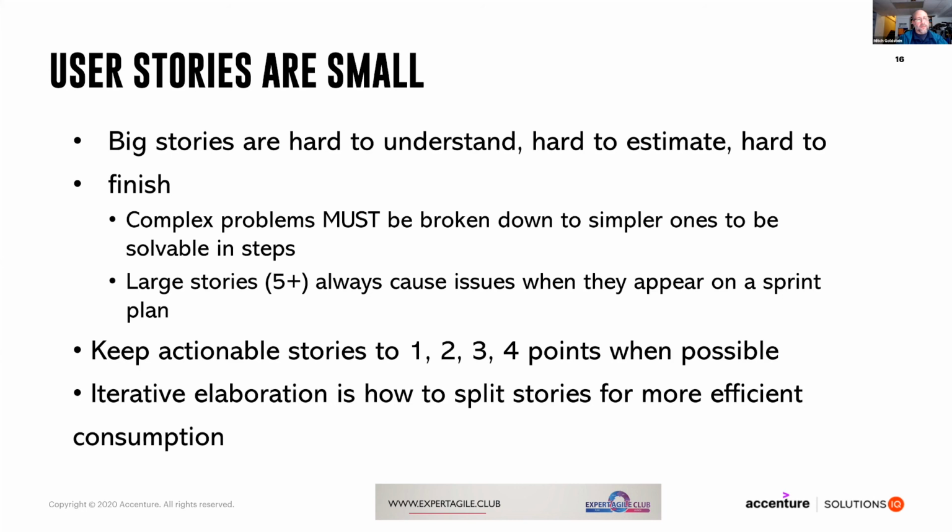That's why I recommend, if we use that scheme, we keep actionable stories to ideally 1, 2, 3 if we need to, 4 if we have 2 points when possible. We want to try and get the stories down as small as possible. And the way we do that is by using iterative elaboration. And that allows us to split these stories down and make it more efficient to consume.